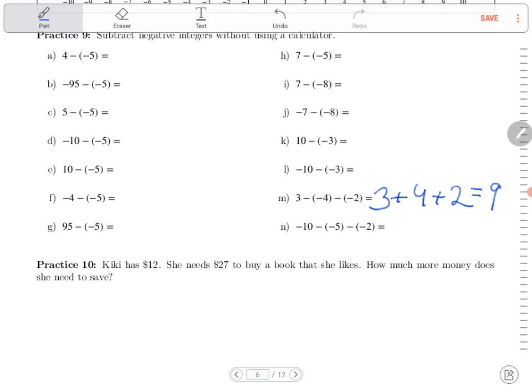Practice 10, I'll leave for you to do by yourself. But just remember that it works in the exact same way as the problems that we've just covered.